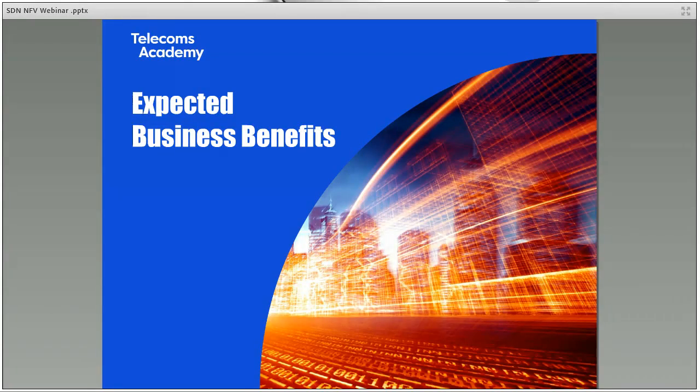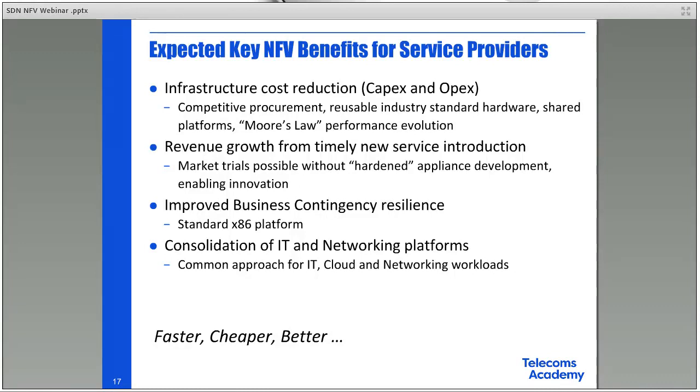Then, what does all this lot add up to? What are the expected business benefits? Okay, there's four really. Firstly, what happened initially was people said, this is about cost reduction. And there certainly are some cost reduction opportunities.